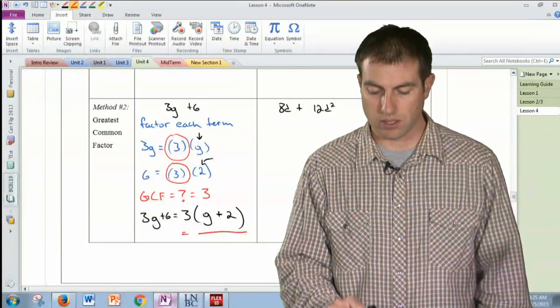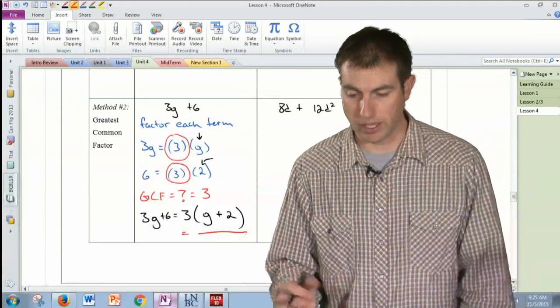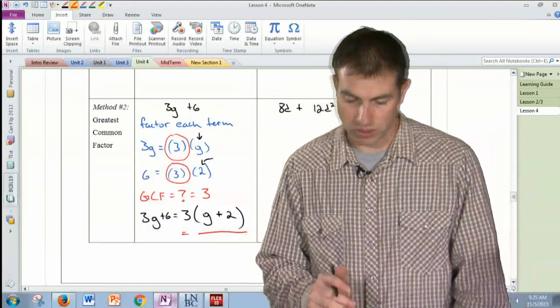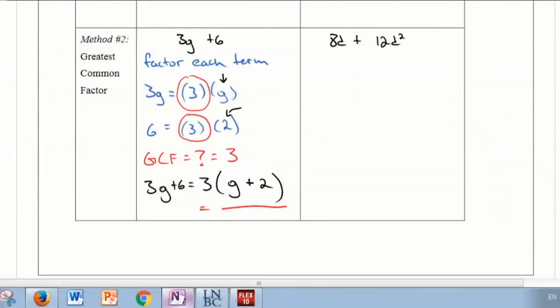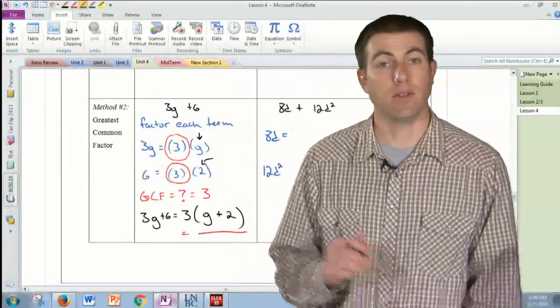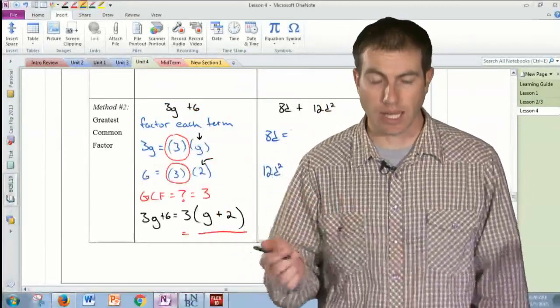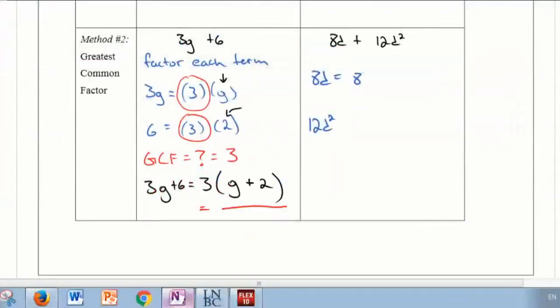So that was kind of a straightforward example. Maybe let's look at the second one here. I have 8d and I have 12d squared. So if I wanted to factor 8d, what terms do I multiply together to end up with 8 and d? Well, it's just 8 times d. And then 12d squared is maybe a bit trickier.